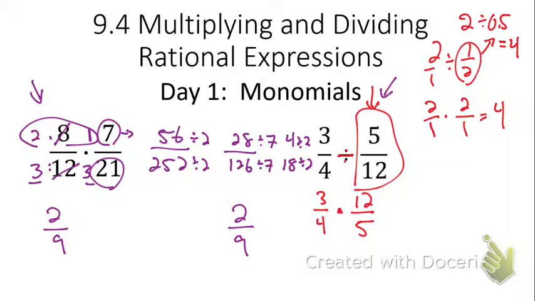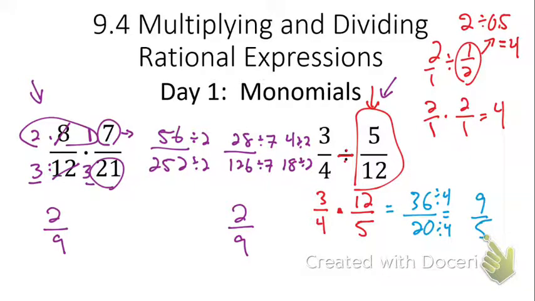I'm going to change my color now. 3 times 12 is 36. 4 times 5 is 20. They're both divisible by 4. Just divide by 4, divide by 4. I get 9/5.